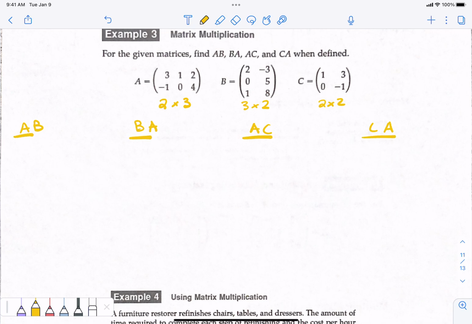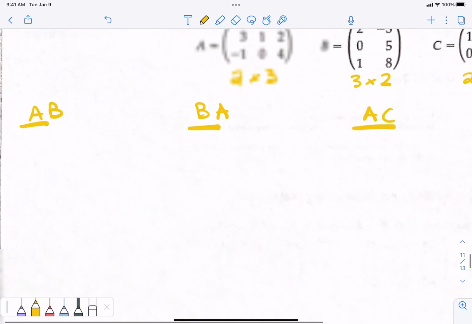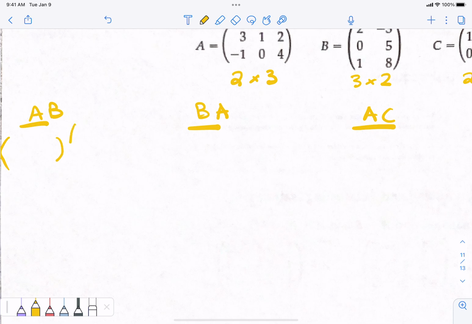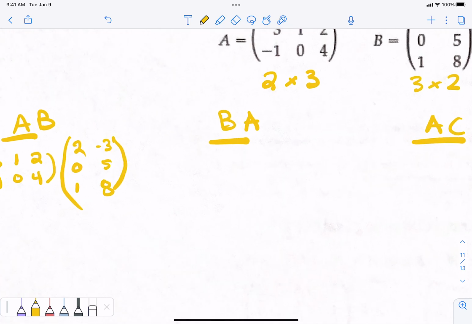No, AB and BA are not the same. I'll show you the difference between the two, okay? If we do AB, I'm going to recopy A here and B here. It's a really good idea to recopy them because then you get them in the right order. 2, 0, 1, negative 3, 5, 8. This is the part that you need to pay attention to.